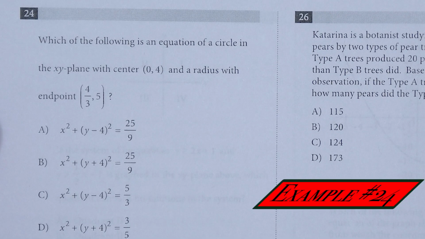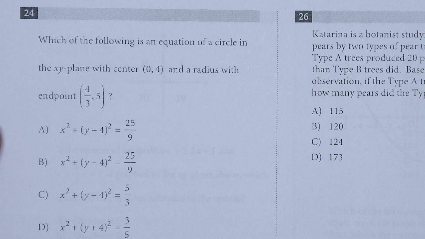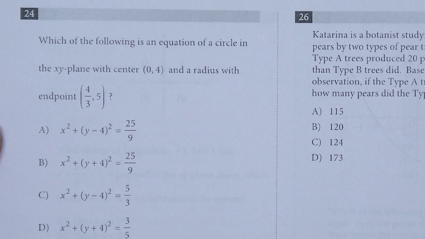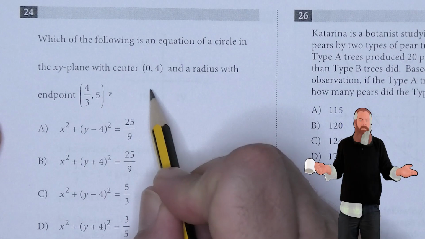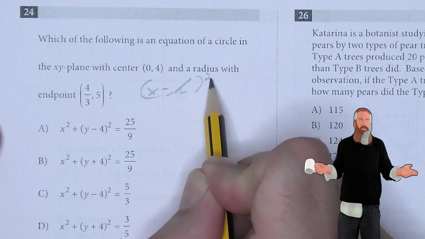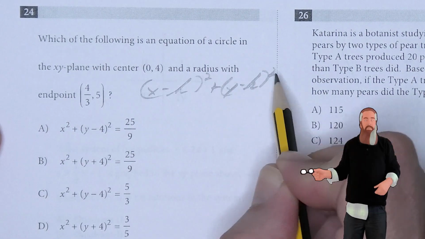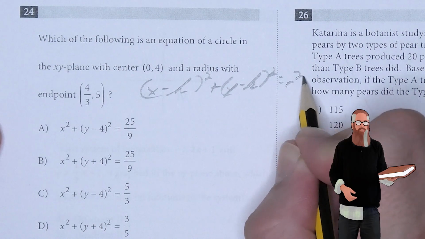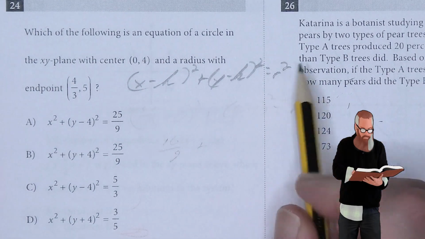Which of the following is an equation of a circle in the xy plane with a center of (0, 4) and a radius of endpoints (4/3, 5)? So the thing is, we need to know the equation of a circle, which is (x minus h) squared plus (y minus k) squared, and this is going to be equal to the radius squared. So the first thing we actually want to do is figure out what the radius is.